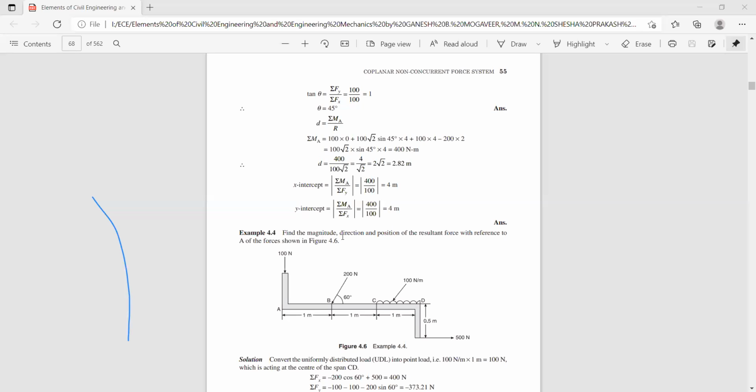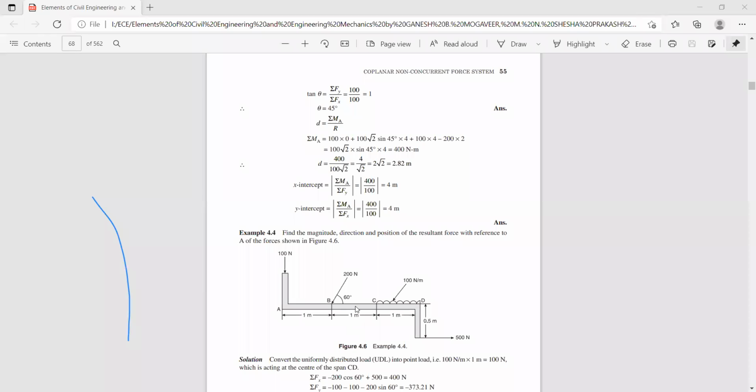Now we need to calculate the magnitude, direction, and position of the resultant of the forces with respect to this point. First select the reference axis about point A: y-axis like this and x-axis like this. Now first we need to find the sum of the horizontal components, sigma F x. When you resolve this inclined force, its horizontal component will be minus 200 cos 60. The 100 Newton acting vertically downwards at the midsection between C and D is also a vertical force.